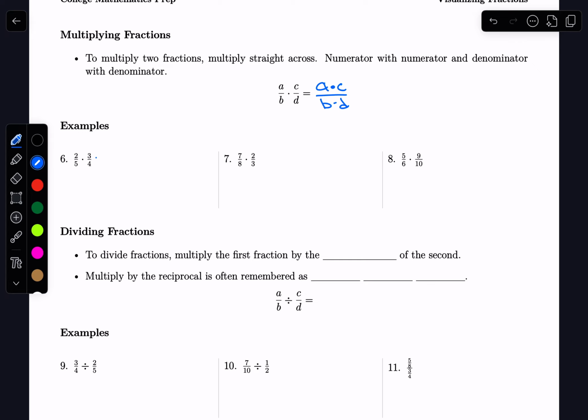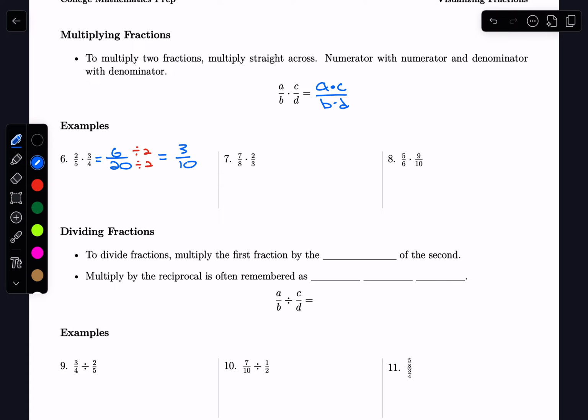2 over 5 times 3 over 4. 2 times 3 on top is 6. 5 times 4 on bottom is 20. And then we want to reduce any fraction that we get as a result. So we're done multiplying, but now we want to find an equivalent fraction that is simplified. So the GCF of 6 and 20 is going to be 2. So I'm now just going to divide top and bottom by 2. And that is going to give me an equivalent fraction of 3 over 10. And that is a fully simplified fraction now because 3 and 10 have a GCF of 1.